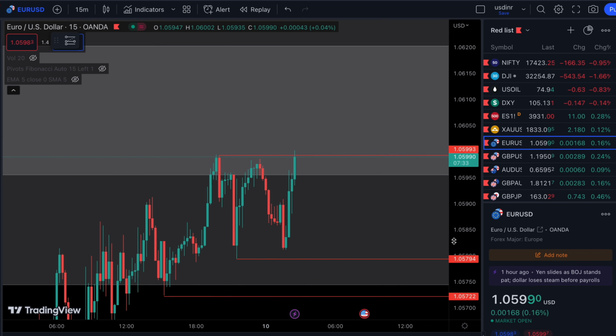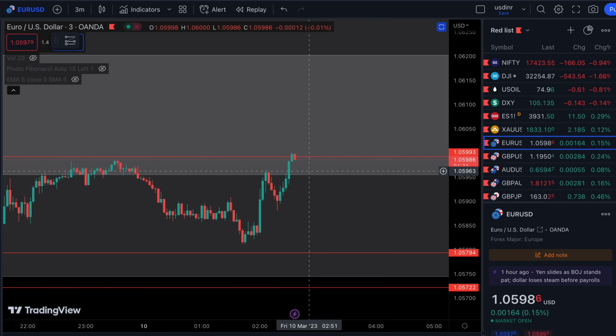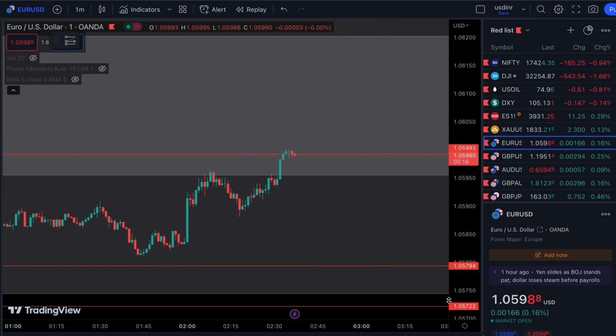Alright guys, so just as we mentioned, the price has gone up and taken out the liquidity above this region. Now we can expect some bearish price action over here, and if it forms that bearish price action that we're expecting, then we go short on a lower time frame. So let's move to a 1 minute time frame, and let's wait for some bearish price action over here.